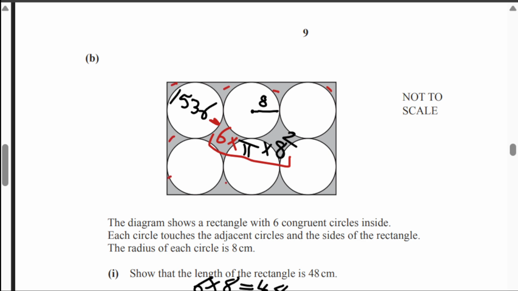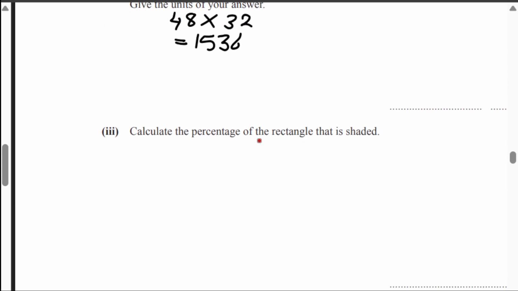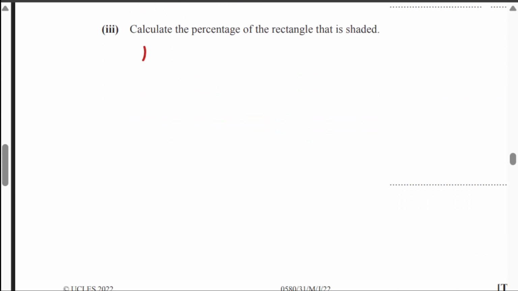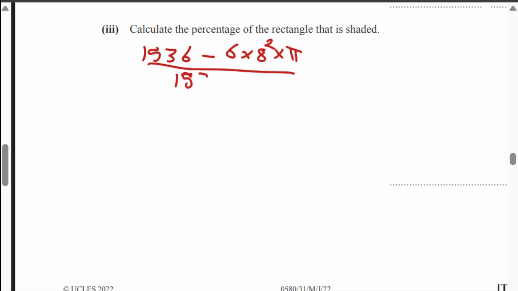And then divide that by the area of the rectangle, it gives you the answer. So we will do 1536, this is a very nice 5 also, minus 6 times pi times 8 squared, divide that by 1536, times 100. Times 100 because they said percent. And that equals 21.5%.